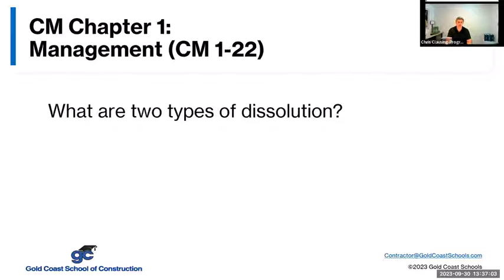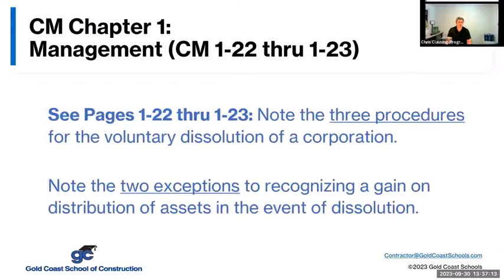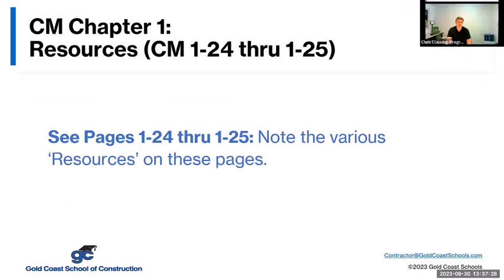And what are the 2 types of dissolution? Well, you got voluntary and involuntary. You'll see this on 1-22. And then you'll note the 3 procedures for the voluntary dissolution of corporation. And then you'll note the 2 exceptions to recognizing a gain on distribution of assets in the event of dissolution. This is all on 122 and 123. And moving on to 124 and 125, just note the various resources on this page, the government agencies, different resources you have available to you as a small business owner in Florida.